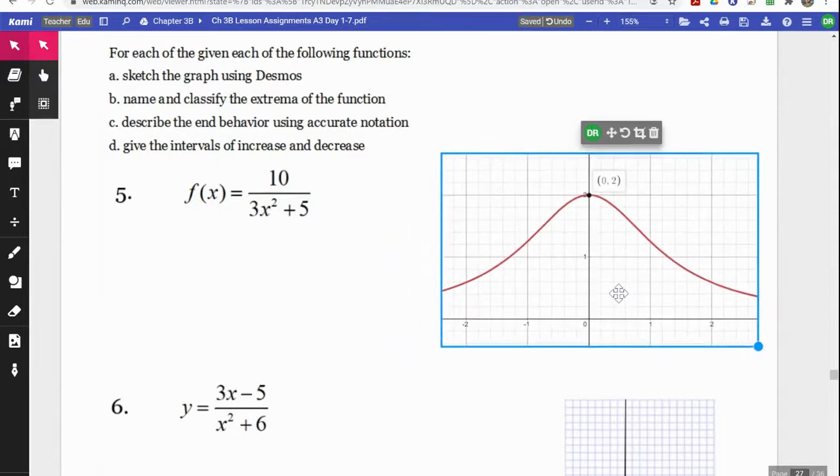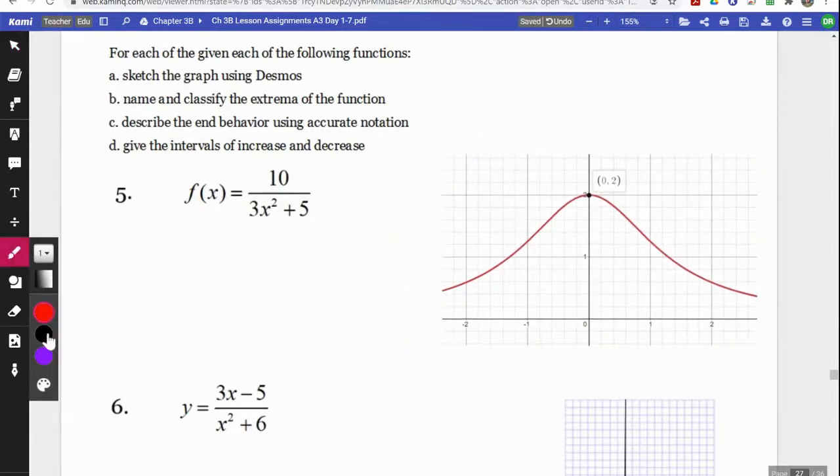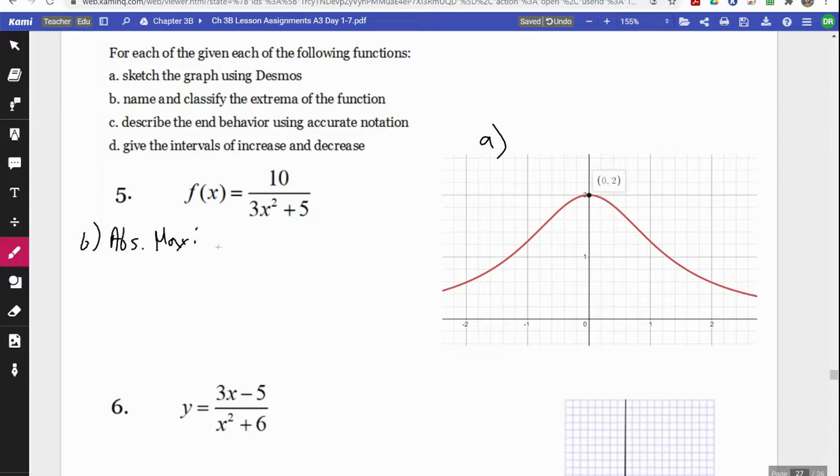We want all the attributes, and this will be somewhat different. A, get the graph on Desmos. Boom. B, extrema. There is actually an absolute maximum. This is the highest the graph goes, right there. So for part B, we have an abs max at (0, 2). And we can't really say we have any particular point that is the minimum.